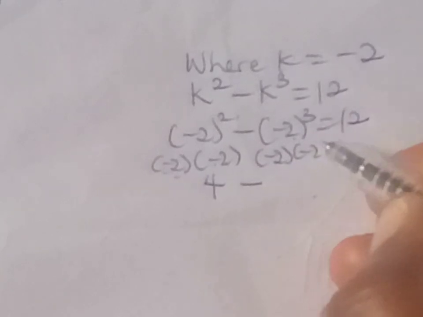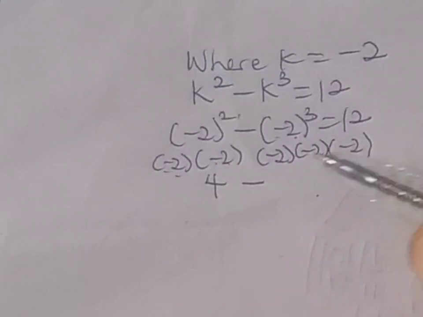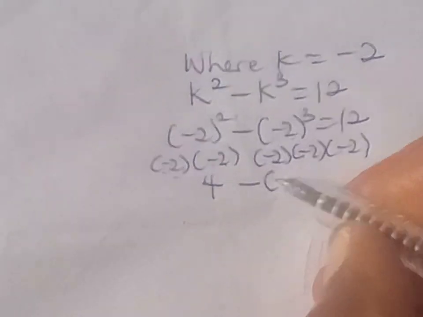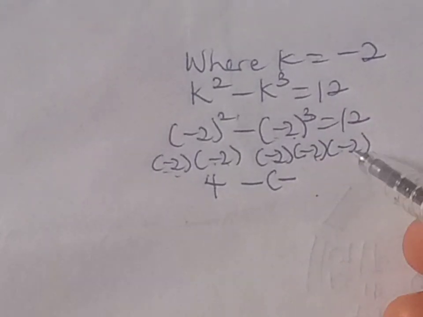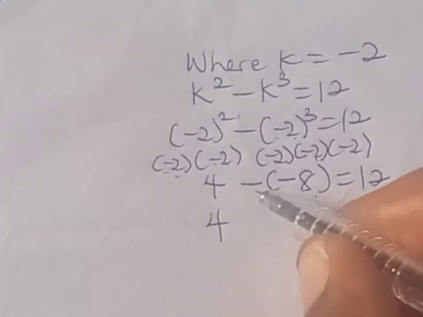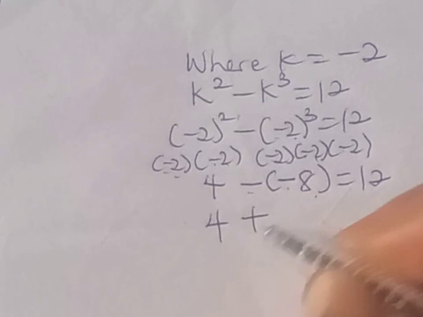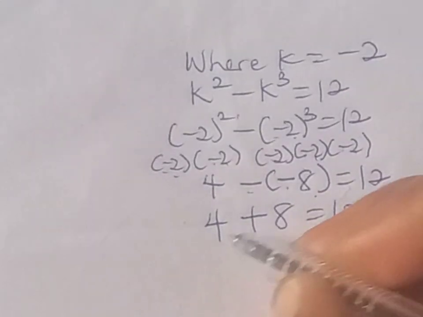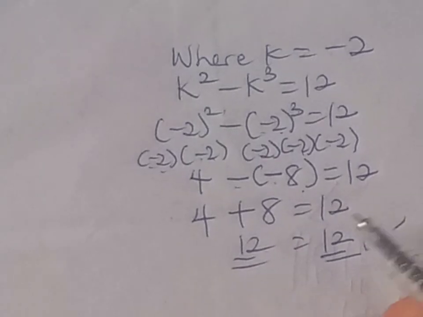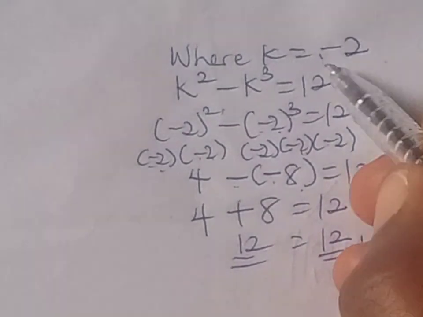Minus 2 multiplied by minus 2 multiplied by minus 2 again. So minus times minus is plus, plus times minus will give us minus. So we have a negative here. 2 times 2, 4. 4 times 2, 8. So we have 4, minus times minus will give us what? Plus. Plus 8 equals 12. 4 plus 8, 12, equals 12. Can you see that we've arrived at the same answer for both sides? That means k equals a negative 2 works for this expression. So our k equals minus 2.